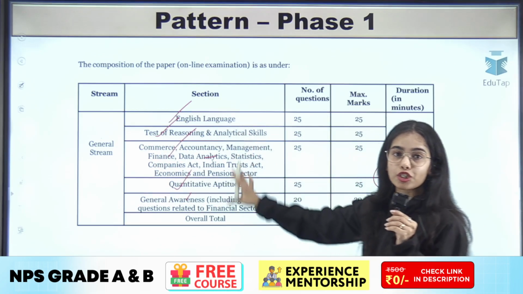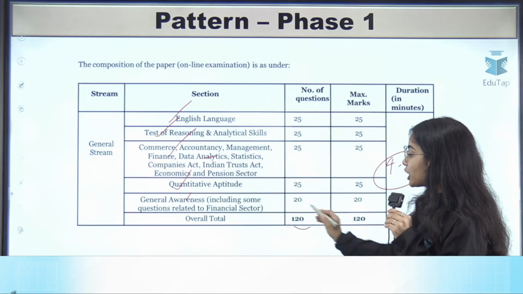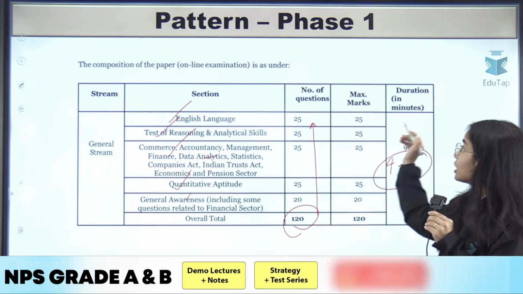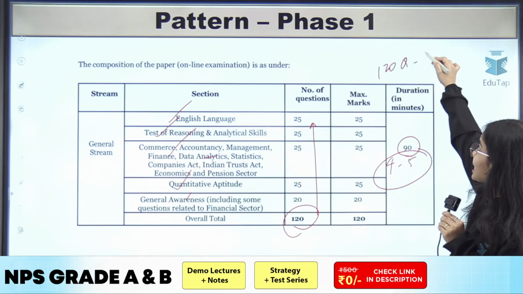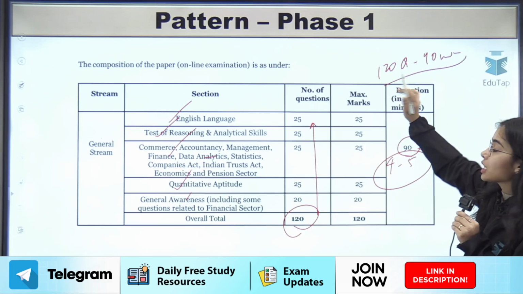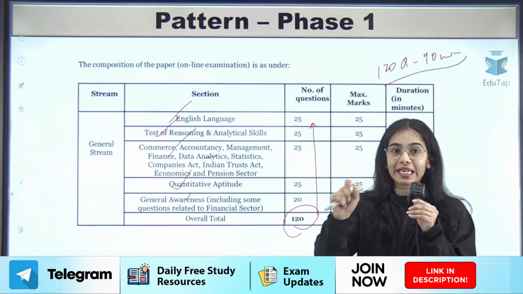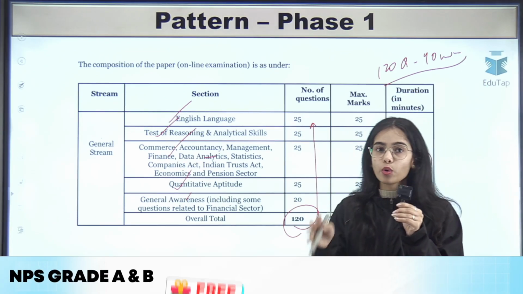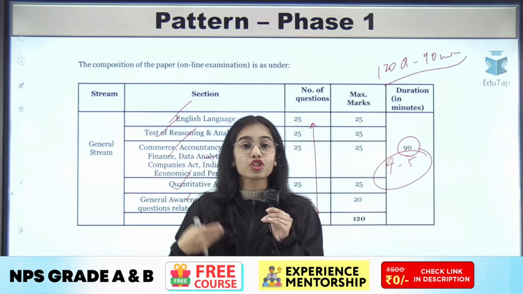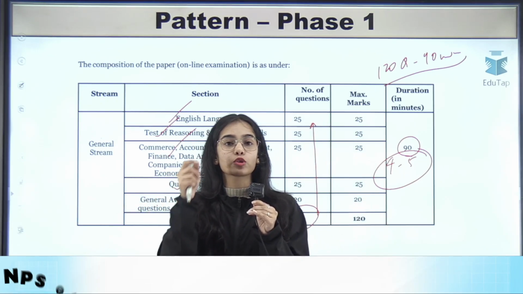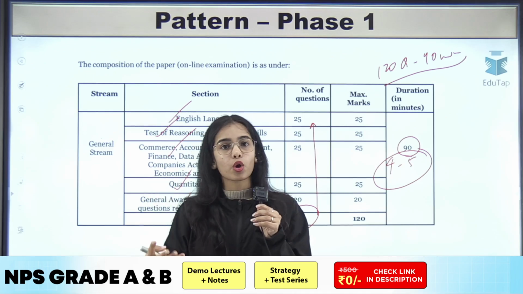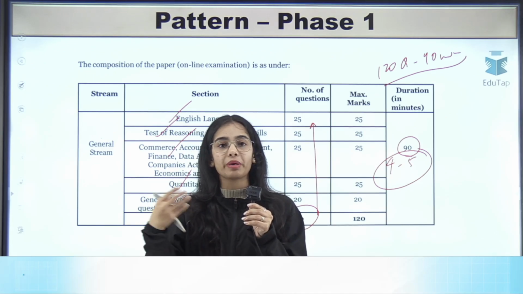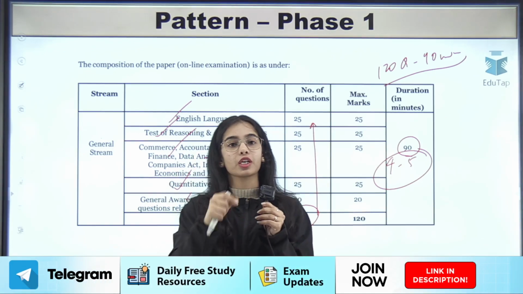Now coming to the sections, there are different sections. You can see 120 questions in phase 1 and only 90 minutes. So you have to do 120 questions in 90 minutes. That means for each question you will be getting less than a minute. How are you going to answer the questions in such a fast manner? For that you have to analyze the MCQs. You have to practice a lot of MCQs, analyze where you are making the mistake, how you are solving the question, and in what time.